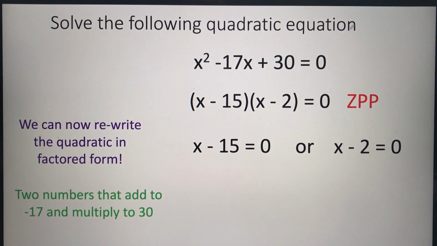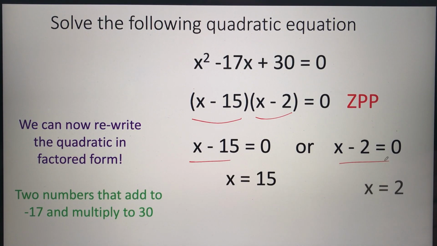So that means the first one must be equal to 0, or the second one has to be equal to 0. So I just set them each equal to 0, then I solve. And that gives me, again, my two answers. We see these two answers being kicked out.